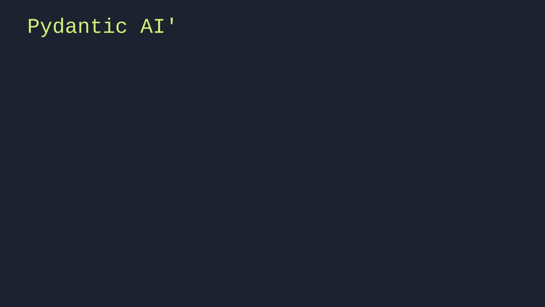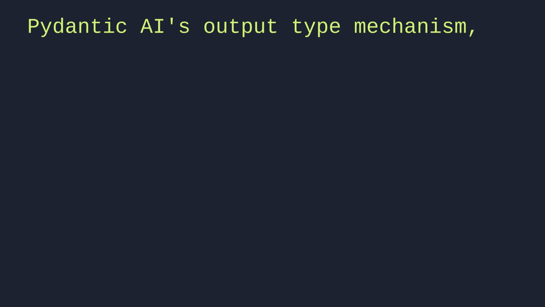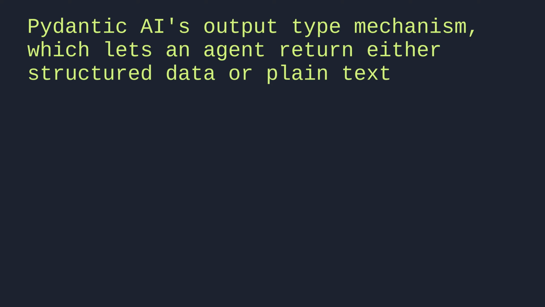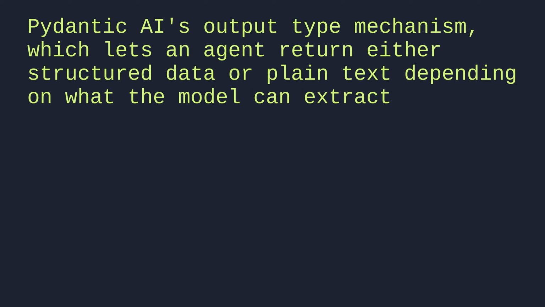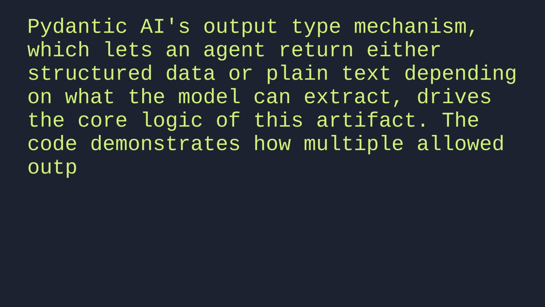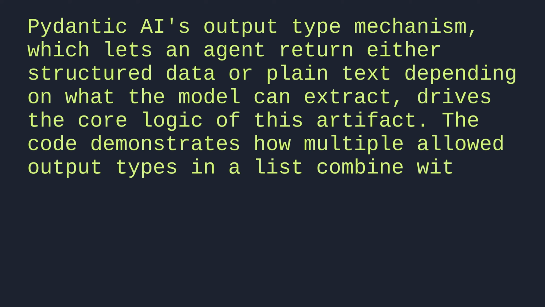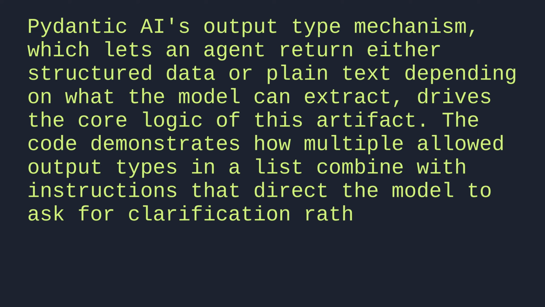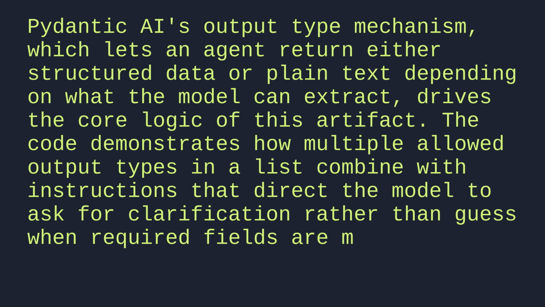Pydantic AI's output type mechanism, which lets an agent return either structured data or plain text, depending on what the model can extract, drives the core logic of this artifact. The code demonstrates how multiple allowed output types in a list combine with instructions that direct the model to ask for clarification rather than guess when required fields are missing.